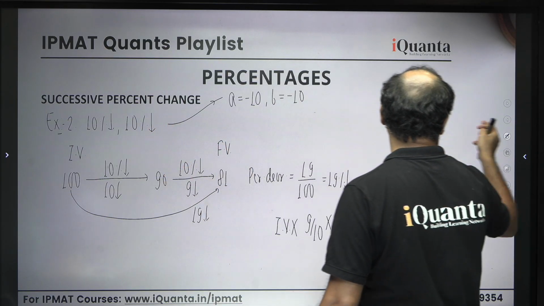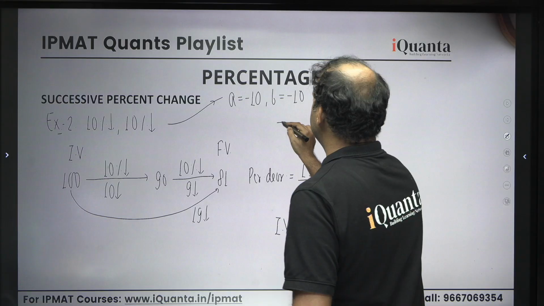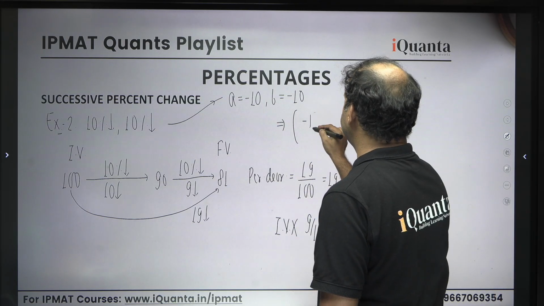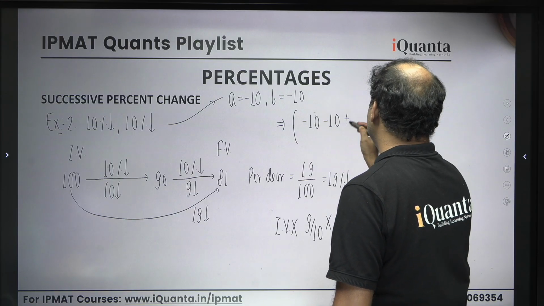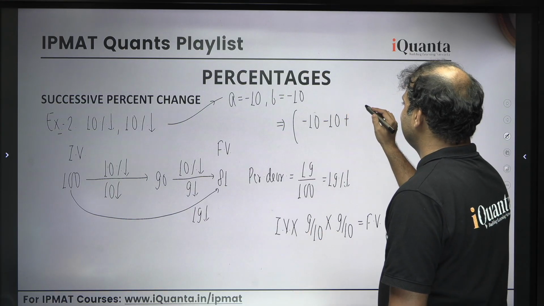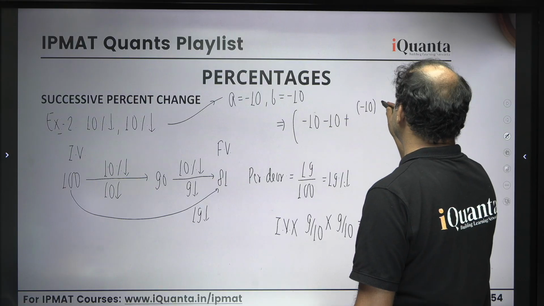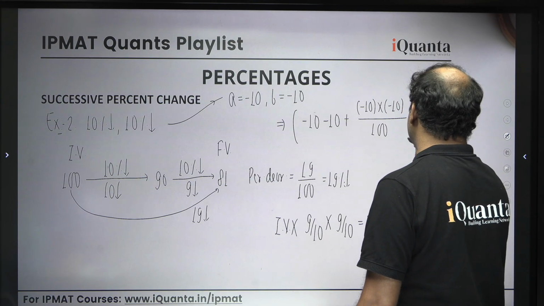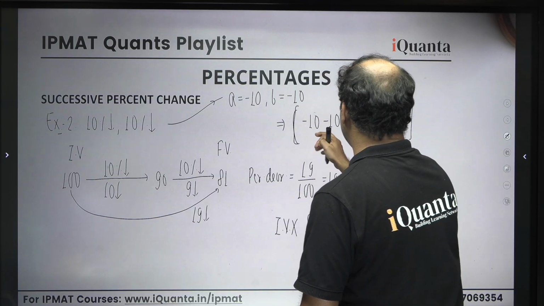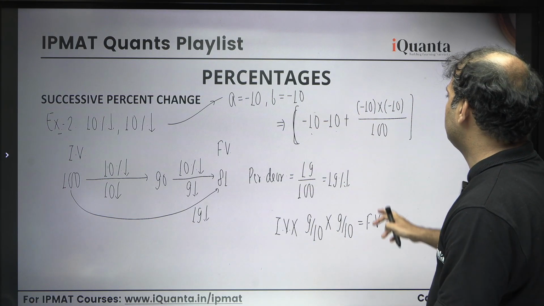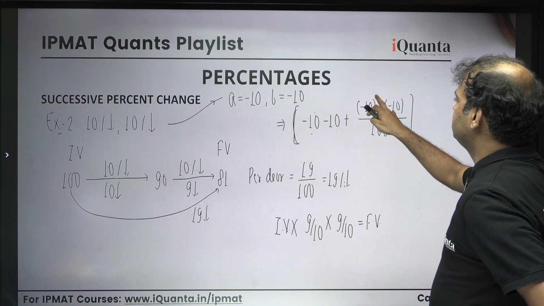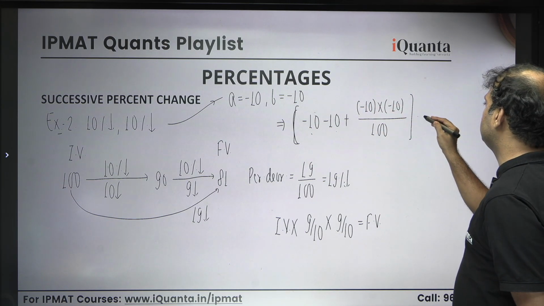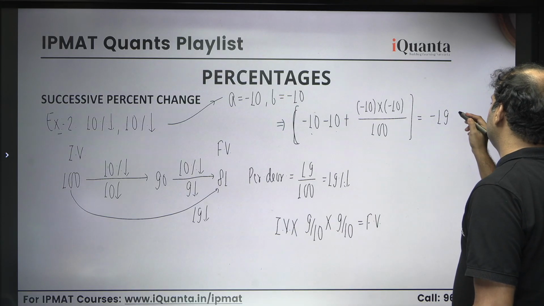So the overall change, if we use the formula, the formula was A plus B plus AB upon 100. A this time is minus 10, B is also minus 10, plus AB upon 100, so A is again minus 10, B is minus 10, upon 100. This is the formula we have this time. Now if you try to simplify this, minus 10 minus 10 is minus 20. Minus into minus is plus, so 10 into 10 is 100, 100 upon 100 is just 1. So minus 20 plus 1 will give us minus 19. So it is coming minus 19.